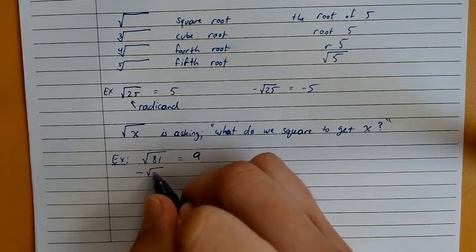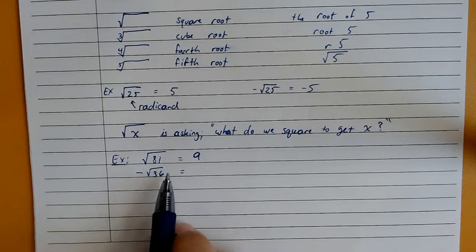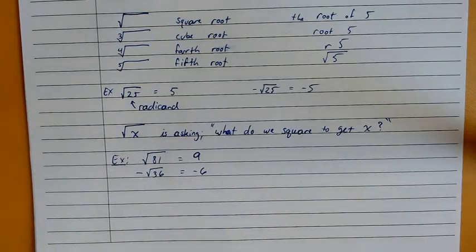If we say negative root 36, now this is asking for what negative number can I square to get 36? Oh, that would be negative 6. Negative 6 times negative 6 is positive 36.